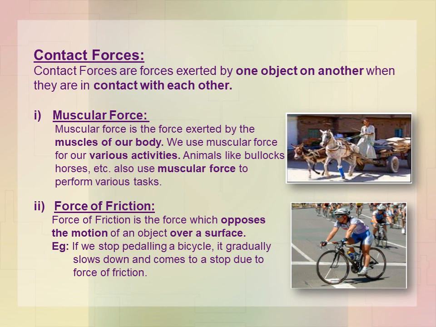Second is force of friction. Force of friction is a force which opposes the motion of an object over a surface. For example, you can see in the picture, if we stop pedaling a bicycle, it gradually slows down and comes to a stop due to force of friction.